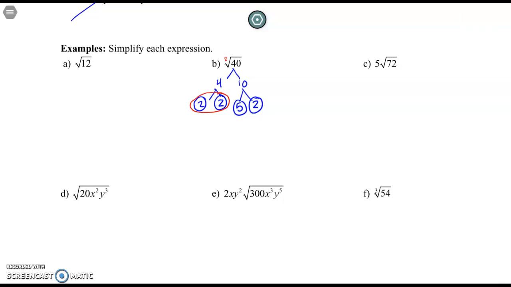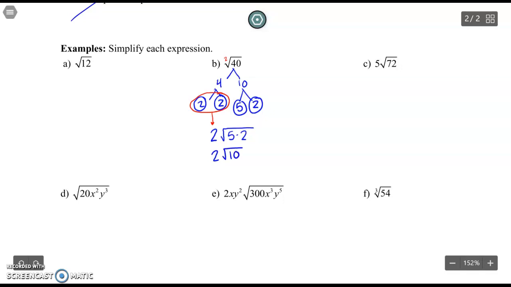Okay, so since I made a group of 2s, I get to bring one 2 out of the radical. So this pair of 2s turned into that 2 right there. Everything else has to stay inside the radical. So the 5 and the 2 have to stay inside the radical, and they're multiplied together. And then my last step is I just multiply everything that's inside and outside the radical. So it simplifies down to 2 square roots of 10.